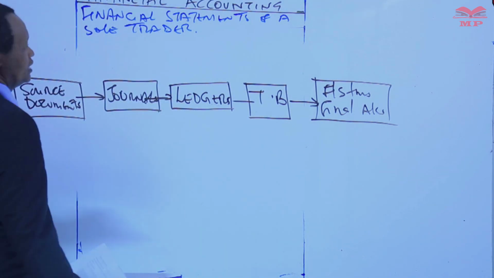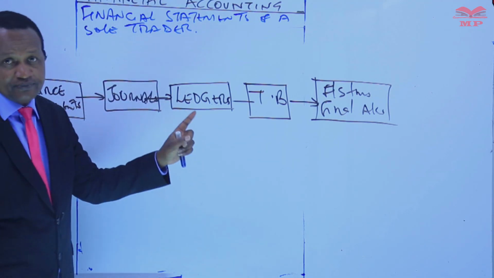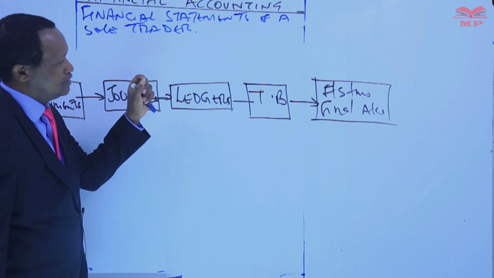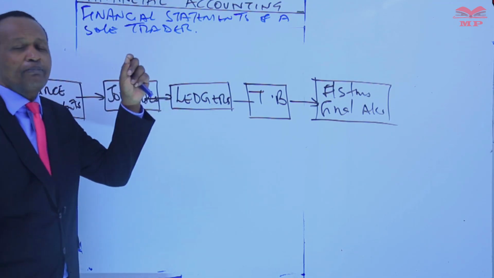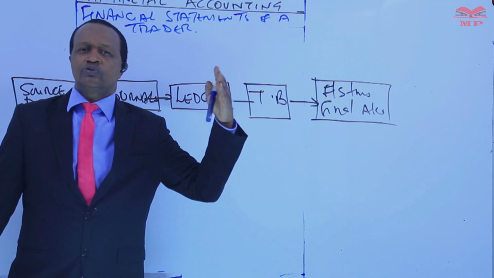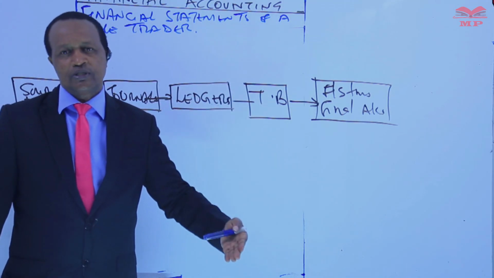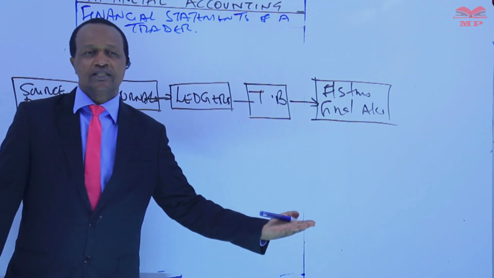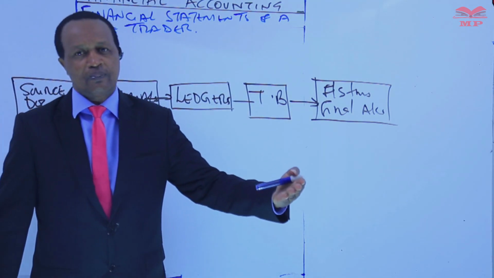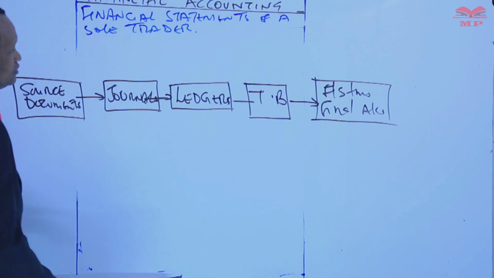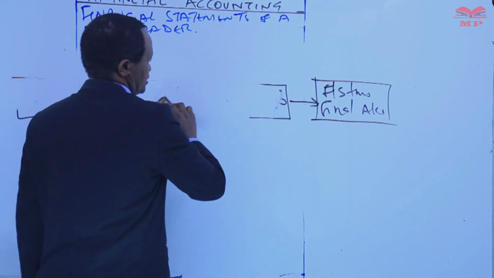So the current topic is financial statements of a sole trader. In our next topic, we'll be learning how to prepare the financial statements of a partnership. Then we'll move to the financial statements of a company. We'll go to the financial statements of a manufacturing entity. We'll move to the financial statements of a not-for-profit organization. So let's prepare this statement.